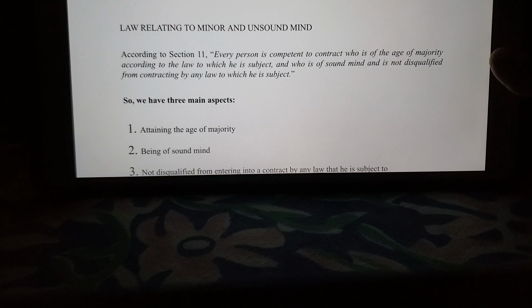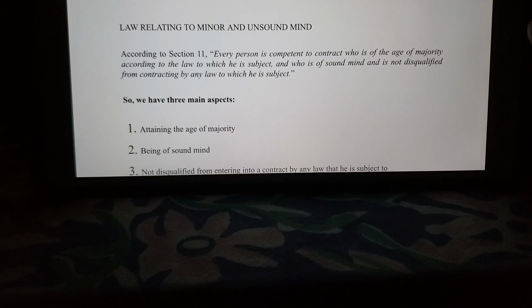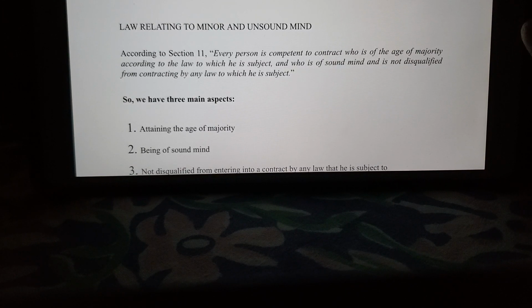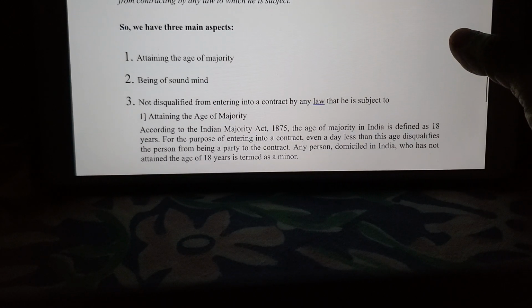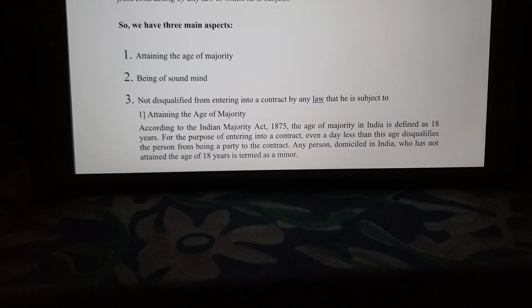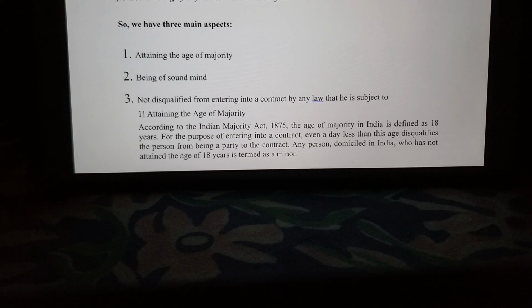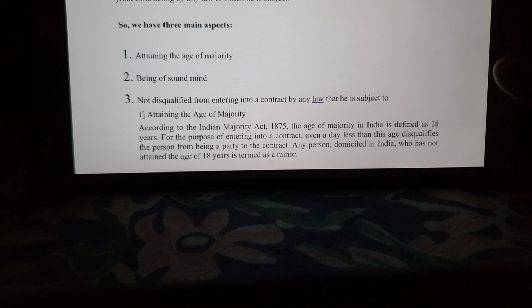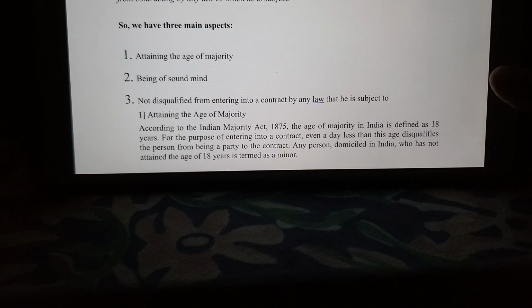Law relating to minor and unsound mind. According to section 11, every person is competent to contract who is of the age of majority, according to the law to which he is subject, and who is of sound mind and is not disqualified from contracting by any law to which he is subject. So we have three main aspects here. First one is attaining the age of majority. 2. Being of sound mind. 3. Not disqualified from entering into a contract by any law that he is subject to.